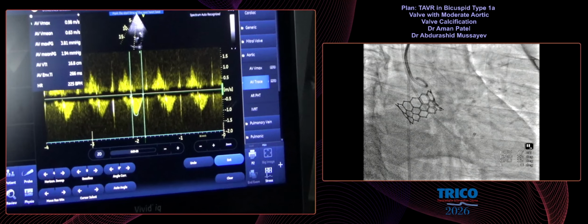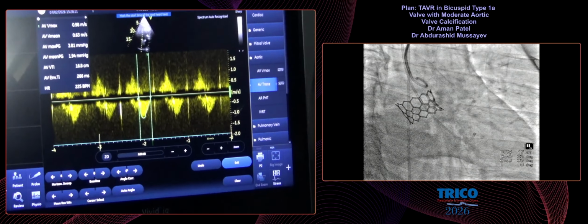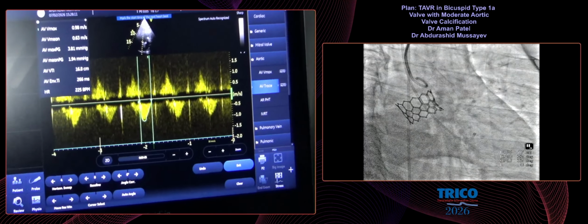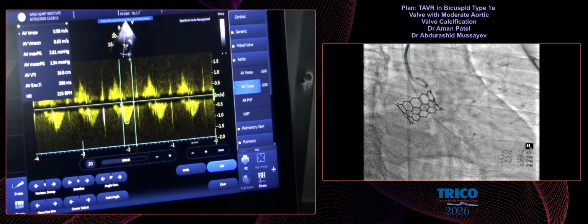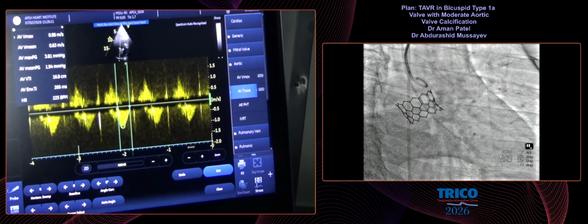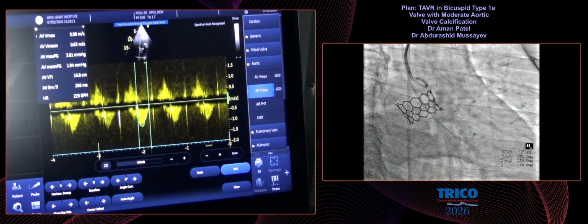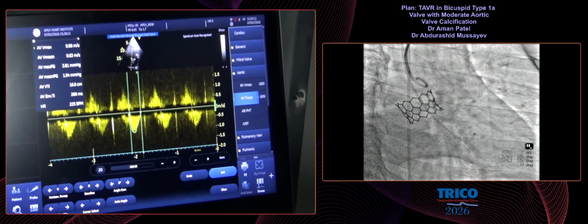Okay, can we see the valve in short axis? Okay, there is some issue in creating the window. Yeah, we can stop here, no problem.